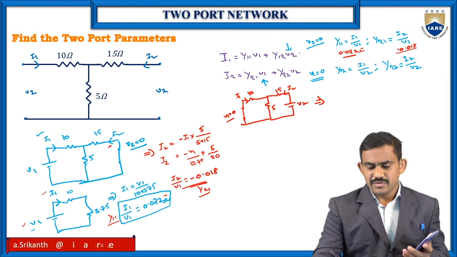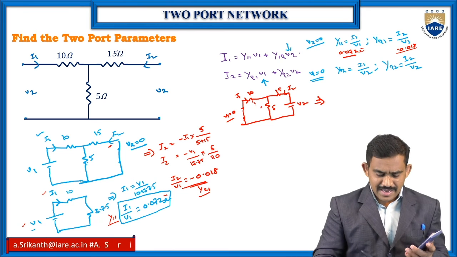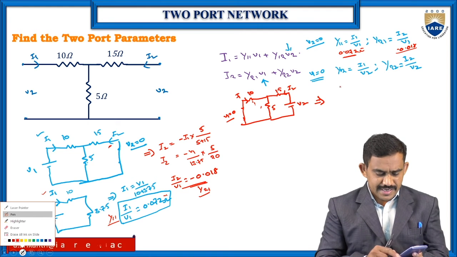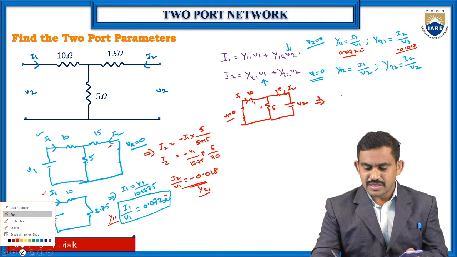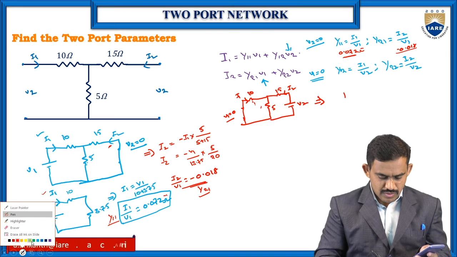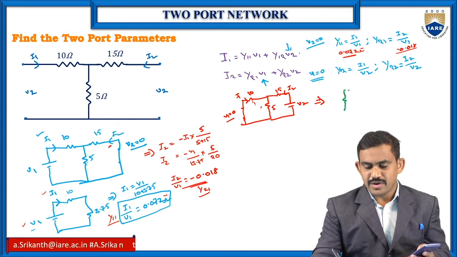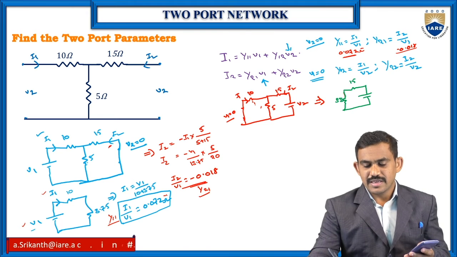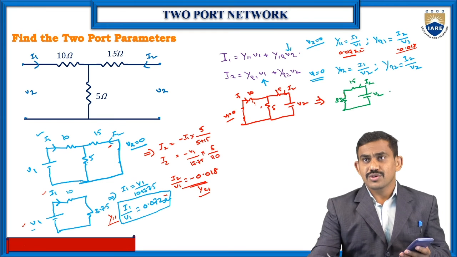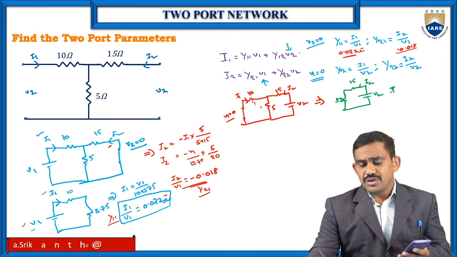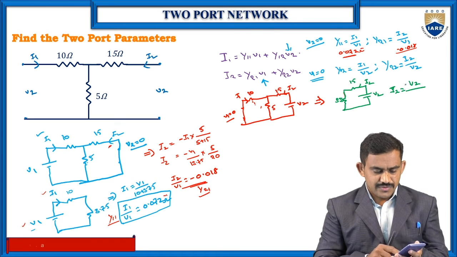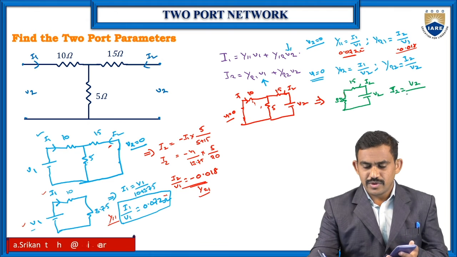Both are in parallel, so the equivalent value is 10 into 5 by 10 plus 5. The value is 3.33. So we have 3.33 ohms and 15 ohms, here we have the I2 current and here V2. So I2 equals V2 by the total, 3.33 plus 15, so 18.33.